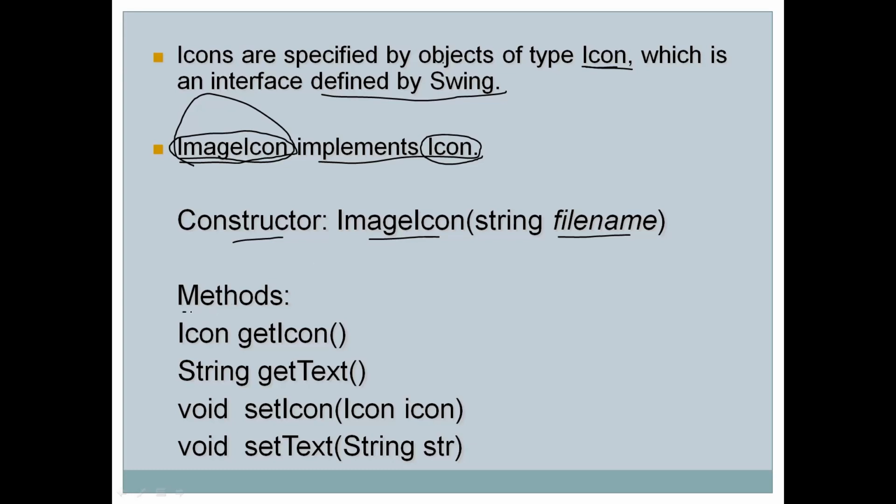Okay, there are different methods of the JLabel class. Some of the important methods are the getIcon method. By using the getIcon method, we can retrieve the icon which is there on the label at runtime. Suppose on click of a button, if you want to get the icon from a label, you can read it by using getIcon. Same way, the getText method.